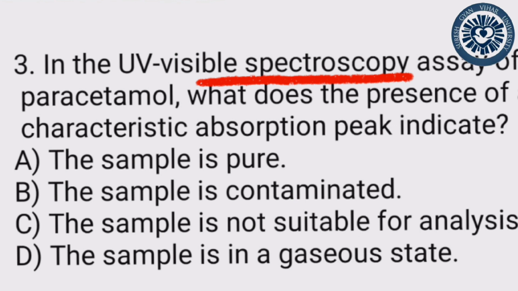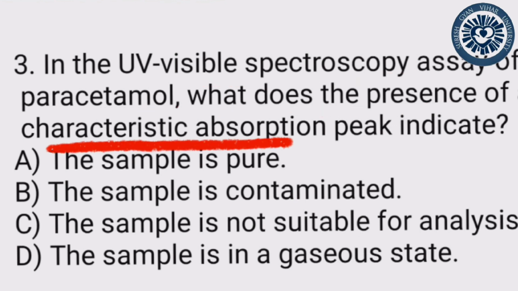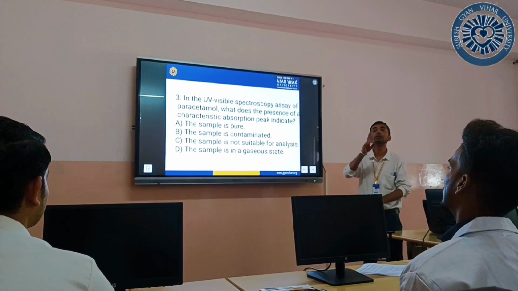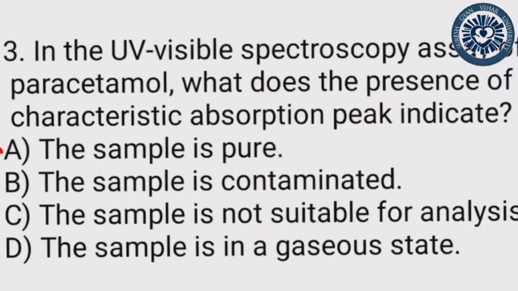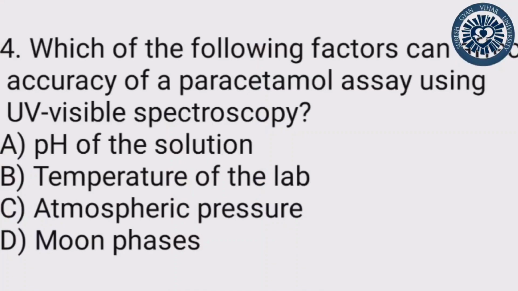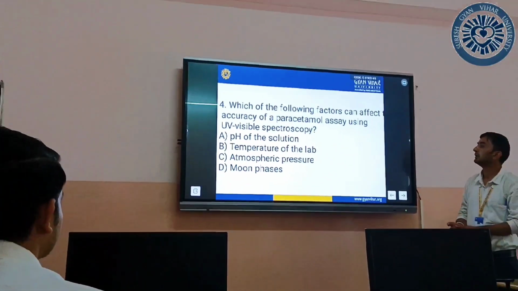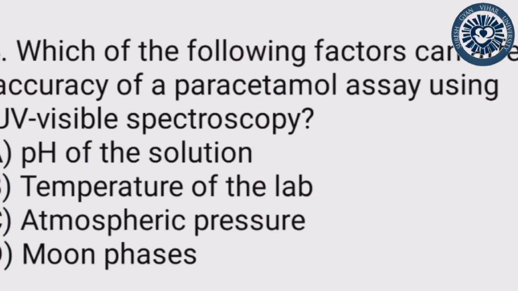In the UV visible spectroscopy assay of paracetamol, there is the presence of a characteristic absorption peak. If there is only one peak, what does it mean? The sample is pure. Yes, you are right. What factors can affect the accuracy of paracetamol assay using UV visible spectroscopy? If there is a change in pH of the solution, it can affect the accuracy.